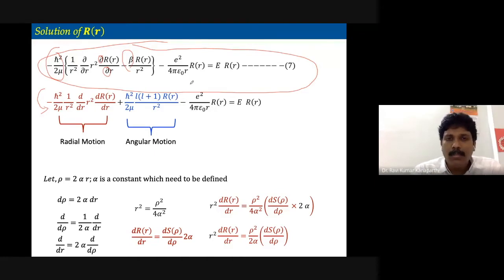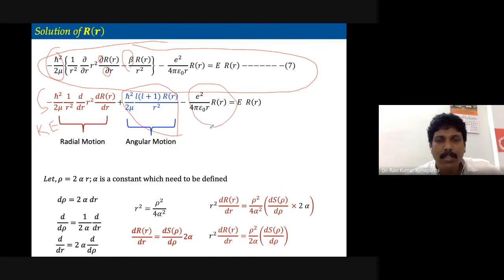You try to realize and understand what exactly this equation is: it has 3 different terms. The first term is basically a kinetic energy term due to the radial motion of the electron, right? And the other term is due to the angular motion, and this one is due to the potential energy. Potential energy of the electron, because it is interacting with the nucleus.